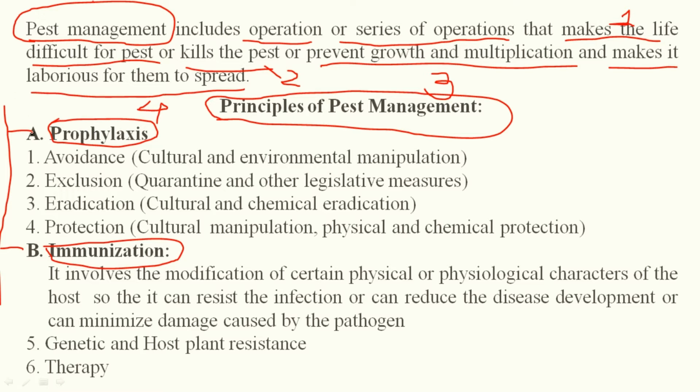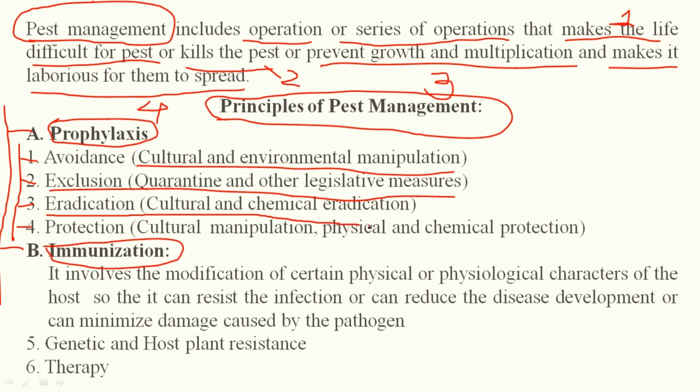First, prophylaxis. This is subdivided into four parts: avoidance, exclusion, eradication, and protection. What is avoidance? Cultural and environmental manipulation. Exclusion is quarantine and other legislative measures. Eradication is cultural and chemical eradication. Protection is cultural manipulation, physical and chemical protection. One by one we will complete all these sub-points of the prophylactic principles.